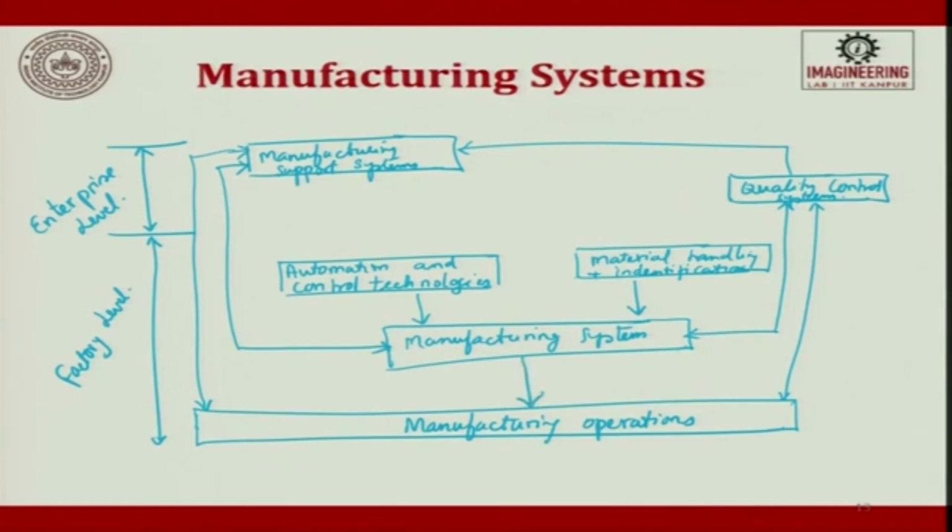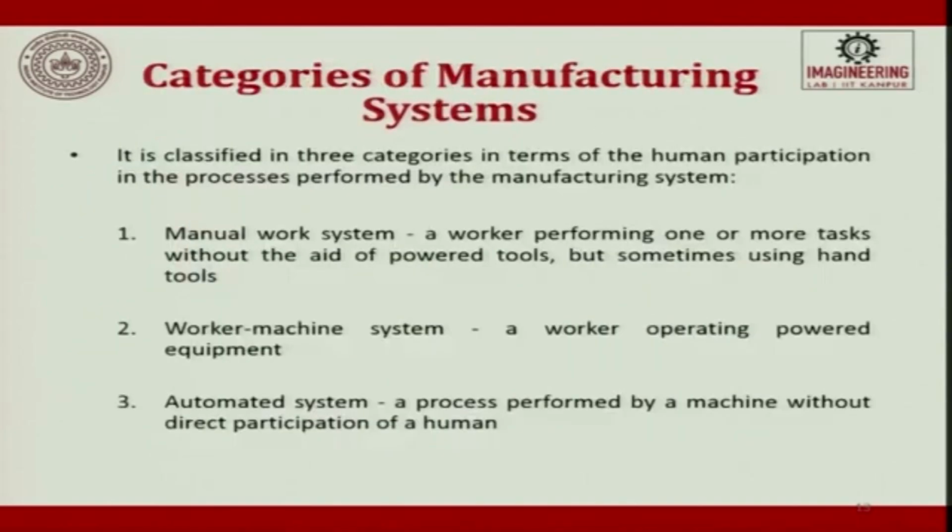And manufacturing system is supported here. So, this is manufacturing operation. Here it is divided into two levels, one is enterprise level and the other one is factory level. In factory level, if you see all these things, handling, control, systems, operation comes. In enterprise level, you will have manufacturing support system and quality control system. The categories of manufacturing systems, there are three things.